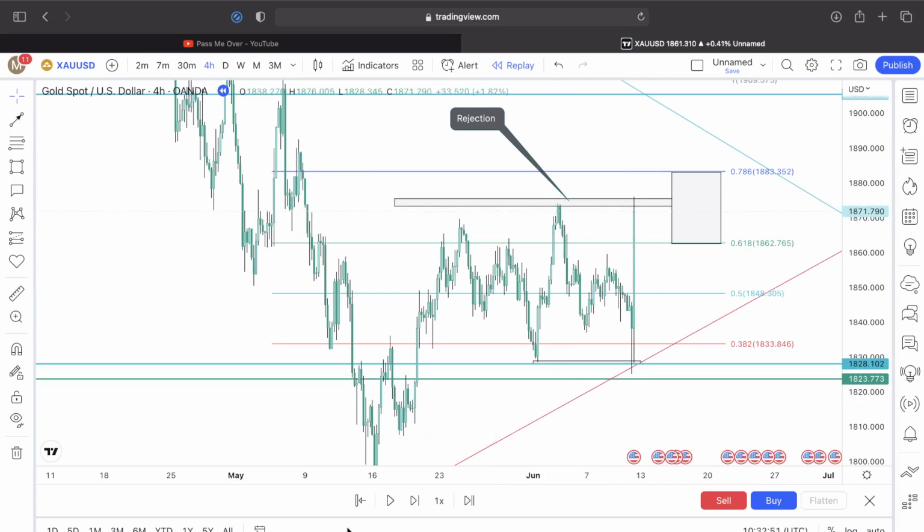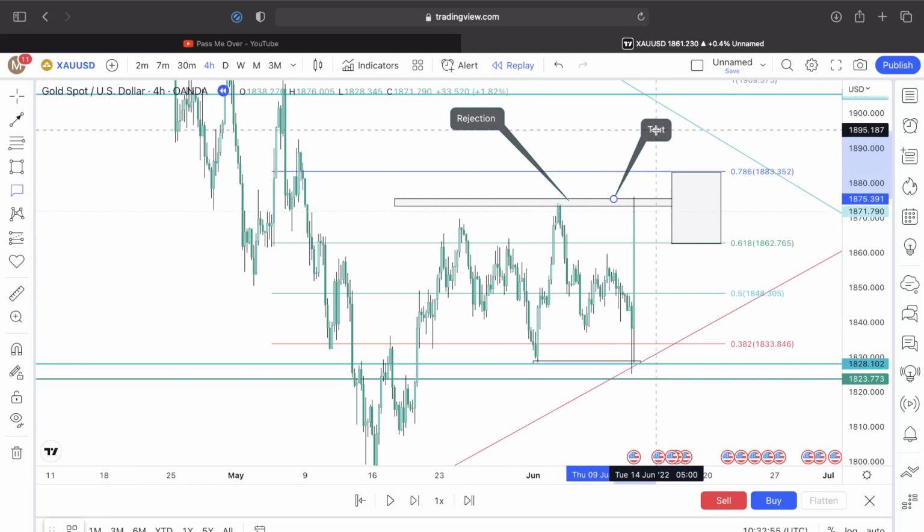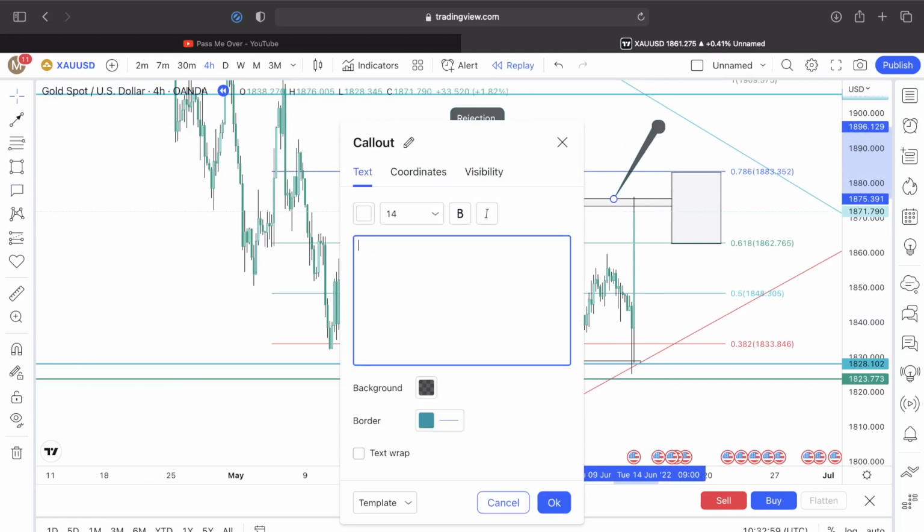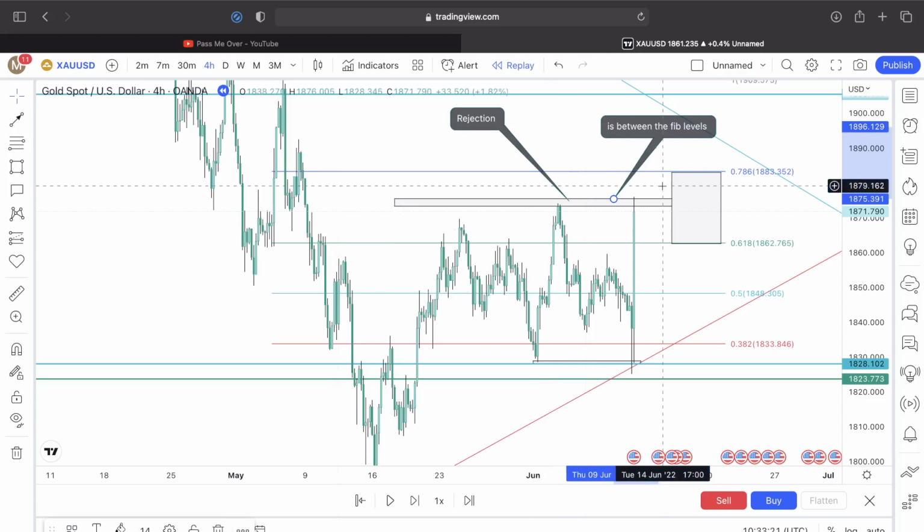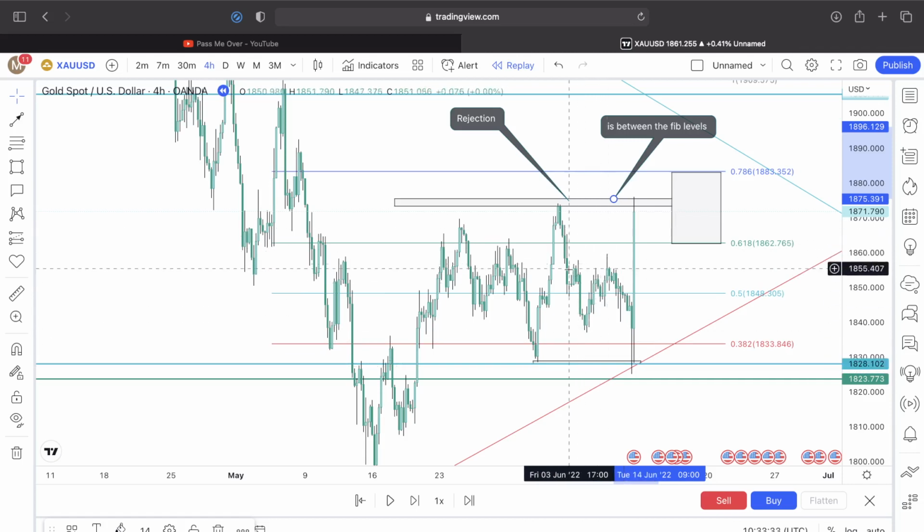Our second confluence is this one: it's in between the fib levels. We also know it didn't break the last high. It was not able to break it.